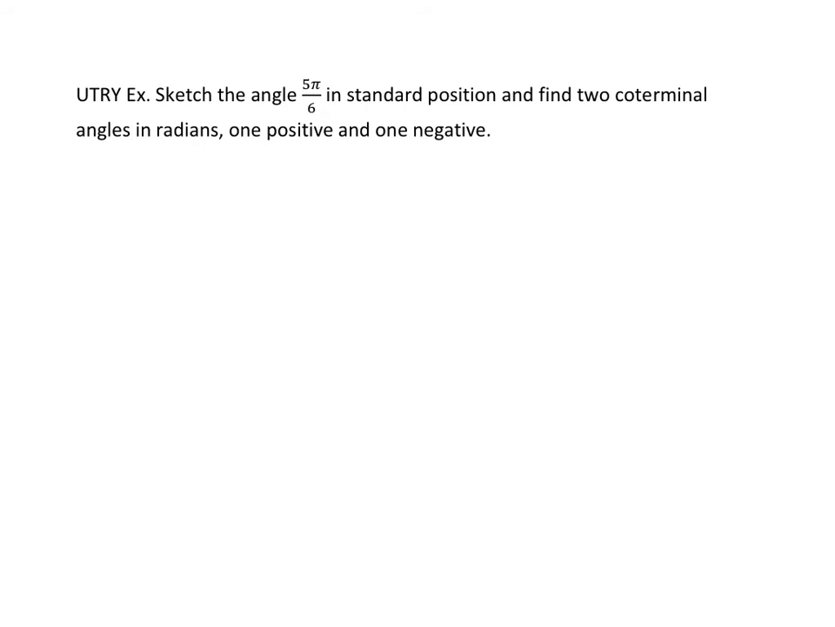This is a you try it example, which means I want you to try it. So pause the video, try it, then I'm going to keep going. Okay, sketch the angle 5 pi over 6. So first you should have drawn your x and y axis. 5 pi over 6. Okay, so I'm positive. I know I'm going counterclockwise. I'm going 5/6 of the way to pi. So I'm going to land somewhere over here.